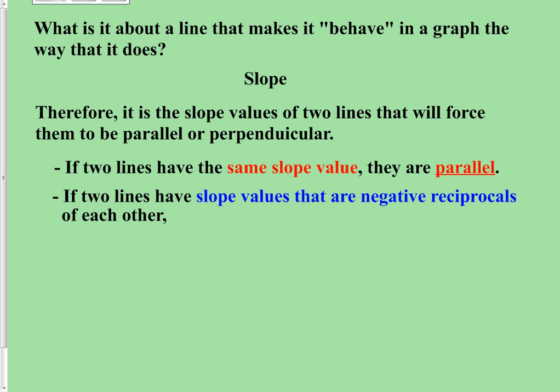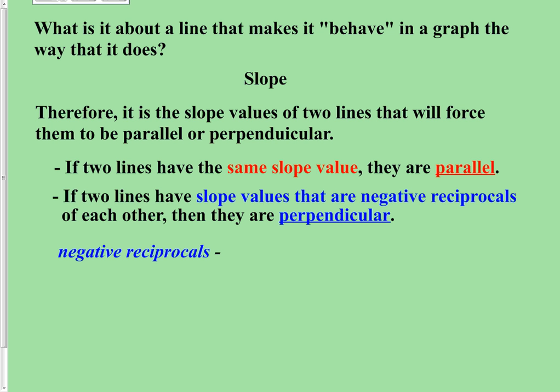On the other hand, if two lines have slope values that are negative reciprocals of each other, then that is going to make the lines perpendicular to each other. This one's a little less common sense than the other. Okay, so it's going to take us a little bit of explanation to understand what this just said. And the first thing we probably need is an explanation of what negative reciprocals means. So let's get a definition for that.